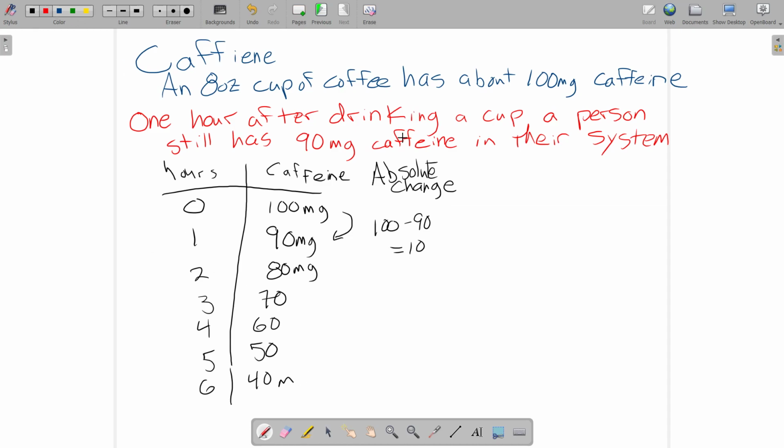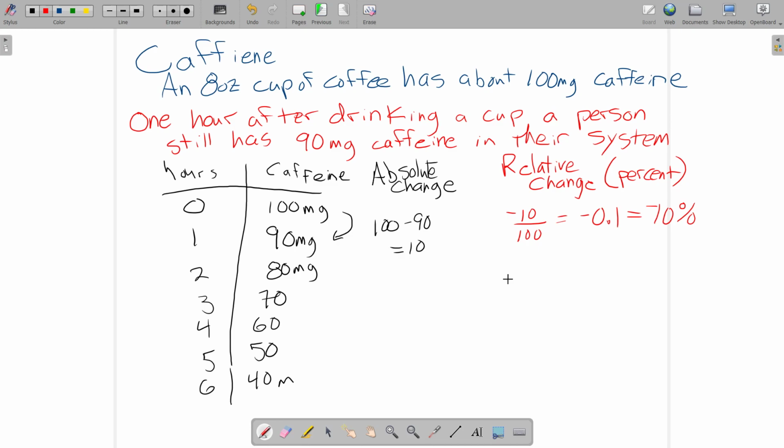Another way of looking at it instead of absolute change is relative change. Relative change is also called percent change. So percent change, we take that absolute change, the amount of change, and compare it to what we started with. So the relative change would be a drop of 10 out of 100, and that would give me negative 10% or negative 0.1. So that's a different model for the caffeine.